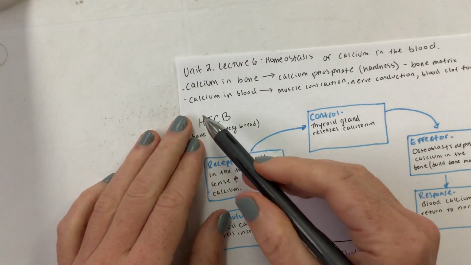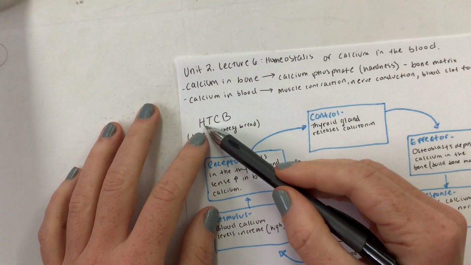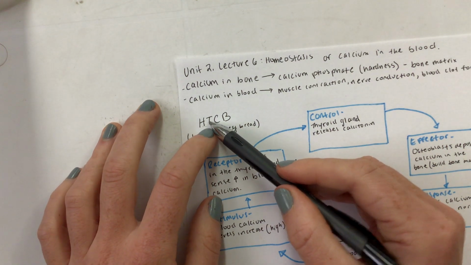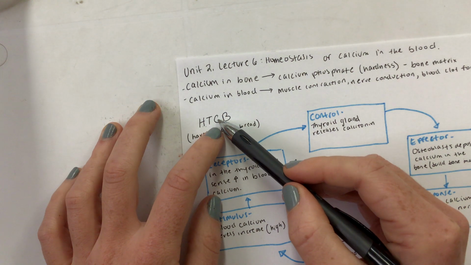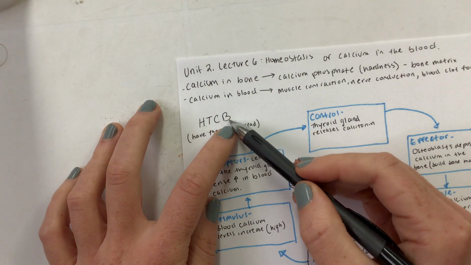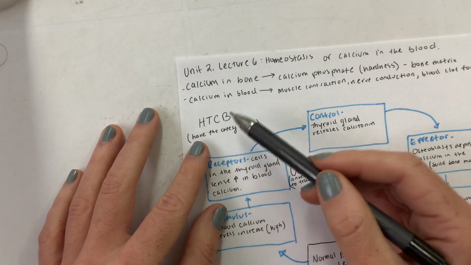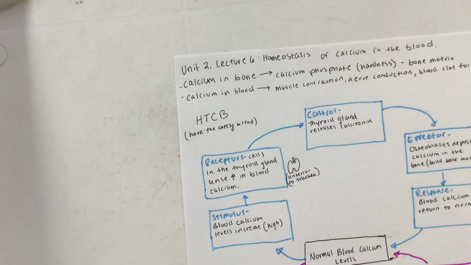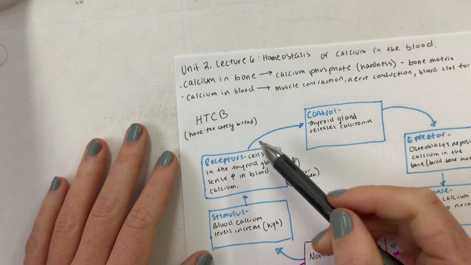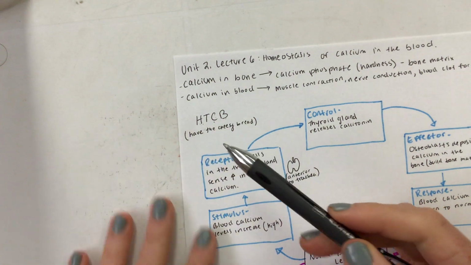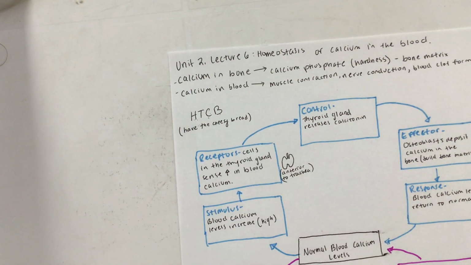It's a trick to remember that if blood calcium levels are high, H, then the thyroid gland releases calcitonin, and the osteoblasts build bone matrix. So the B stands for the osteoblasts, because osteoclast and osteoblast both start with an O, so I couldn't do an O. So have the cheesy bread: high, thyroid releases calcitonin, osteoblasts build. That can kind of help you remember that loop.